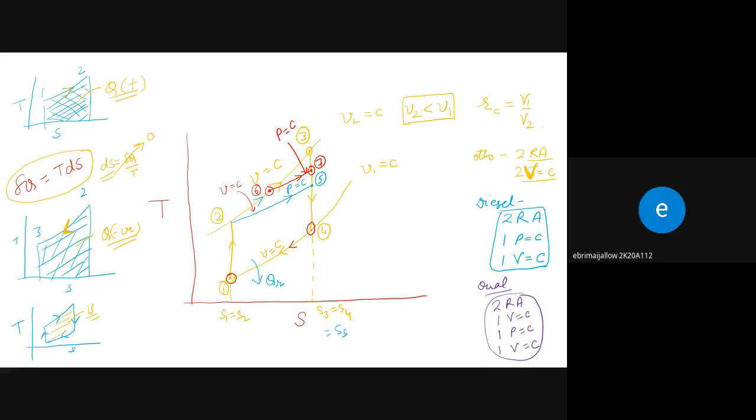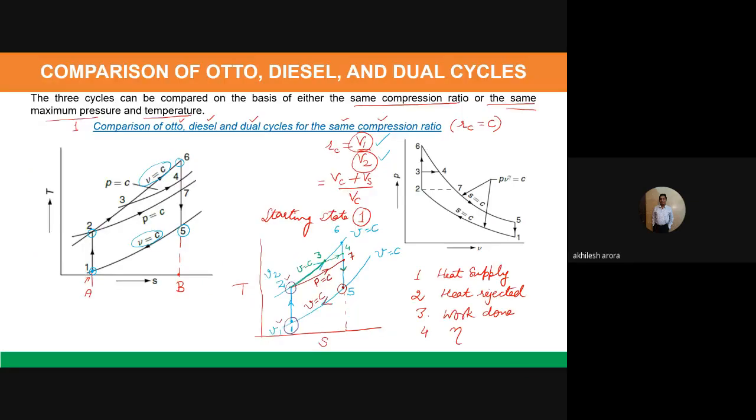Now once again, I go back to the previous slide. Okay. So you can see it here. I have drawn this diagram. Okay. Now my focus is to calculate these four things, means heat supply, heat rejected, work done, and efficiency. I am going to compare it for all three cycles actually. Now let us go to the next slide here.